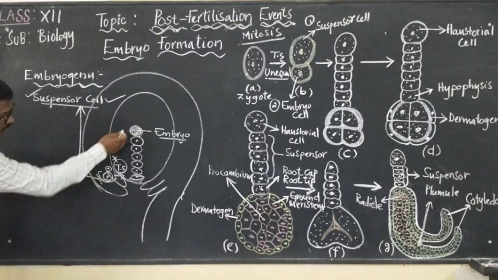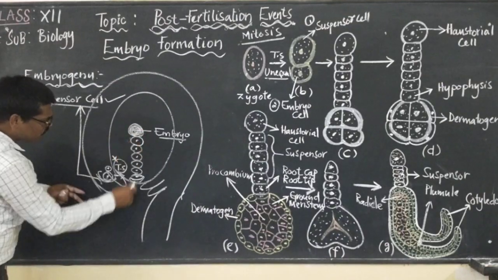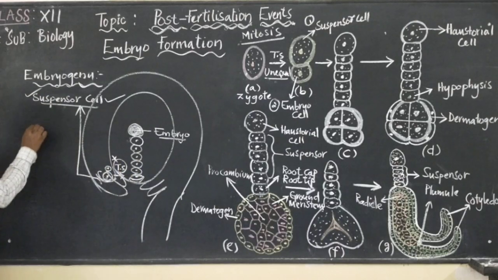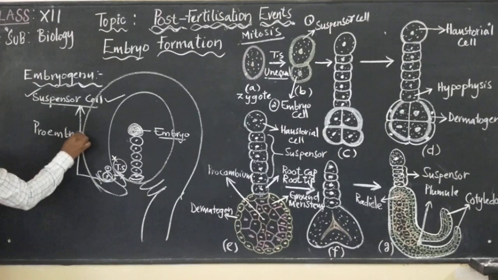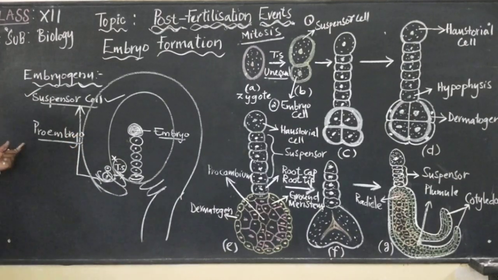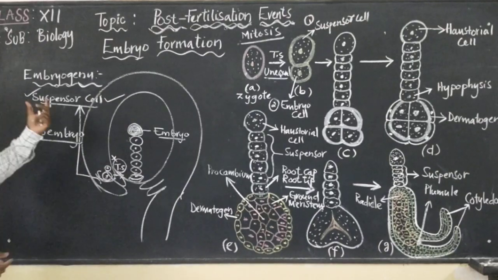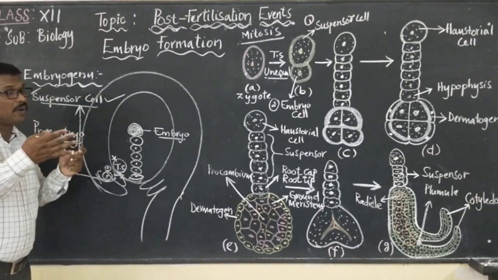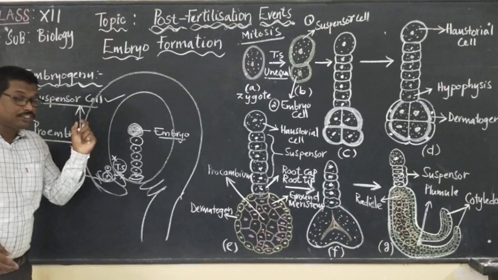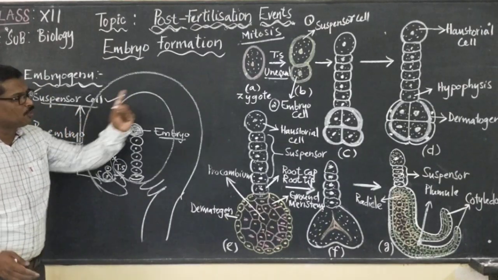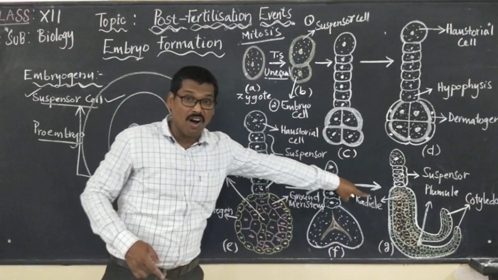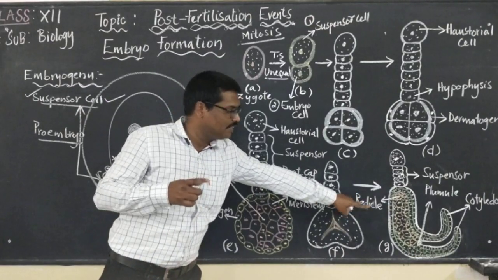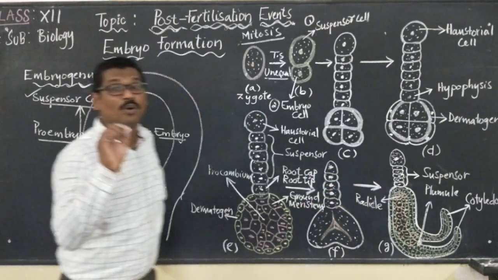After pushing it towards the center, this structure will be called the proembryo. So what is proembryo? It is from the time the egg is fertilized and the cells are formed until it forms the tissues and organs. The two cell structure, with what? Suspensor and embryo, until it forms all the important parts of the embryo. It is called the proembryo.